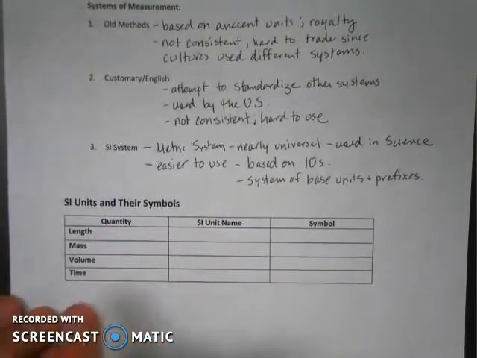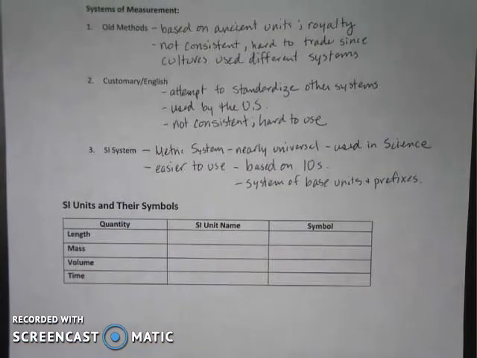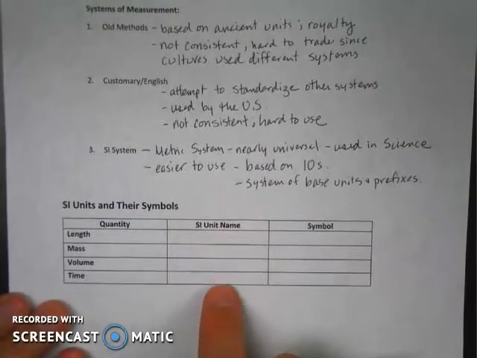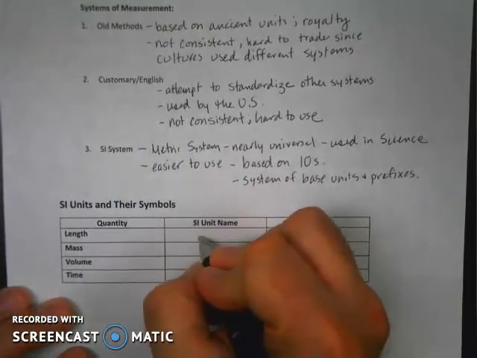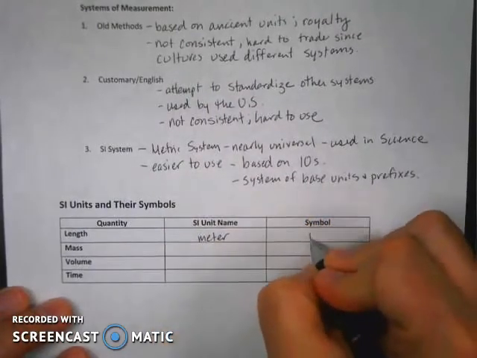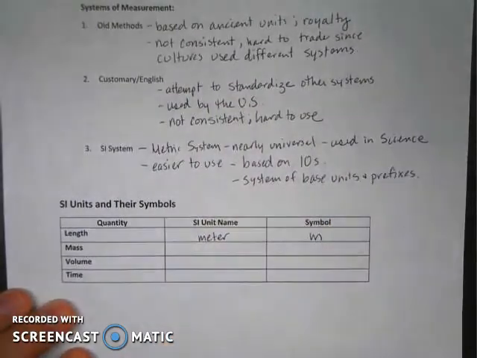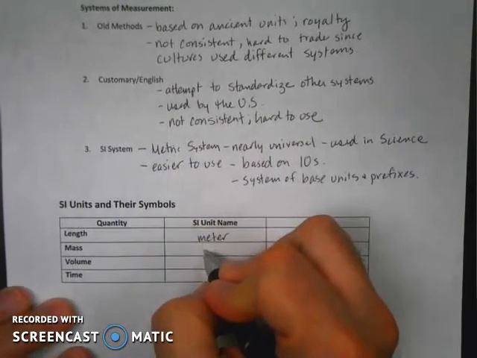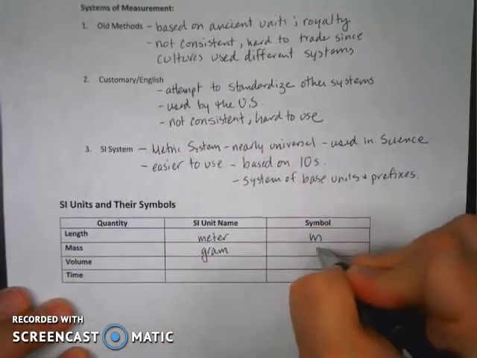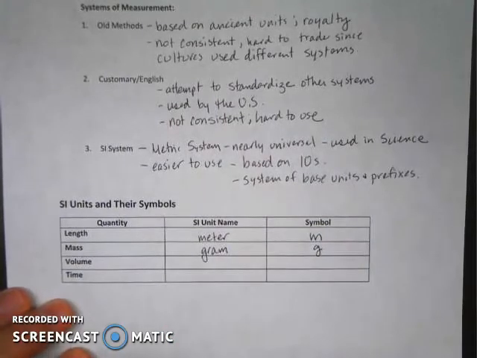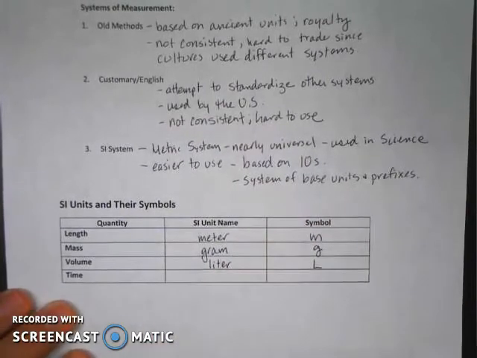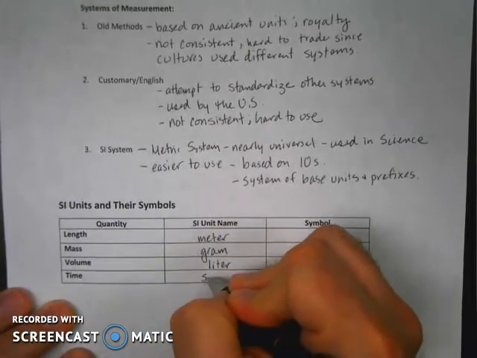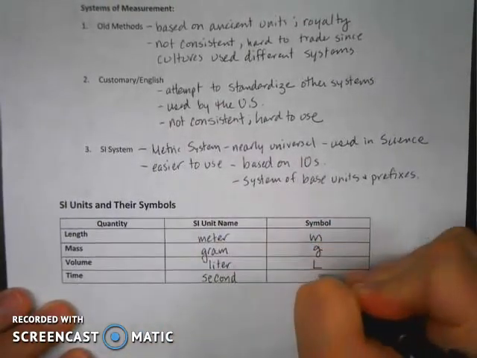These are the 4 different SI quantities that we're going to talk about. And we're just going to go over their name and symbol. So the unit name for length is the meter. And its symbol is a little m. Not a big M, but a little m. Mass is a gram, and it is a little g, a lowercase g. Volume is the liter, and this one's a capital L. The reason it's a capital is because a lowercase l looks like a 1. And time is in seconds, which is a lowercase s.